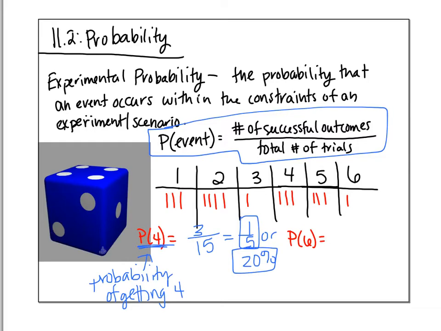And then the probability of getting a 6, we only rolled one 6 out of 15. So that's 1 out of 15, or 6.7%. And I'll try to be clear about which one I want, if I want a fraction or if I want a percent.